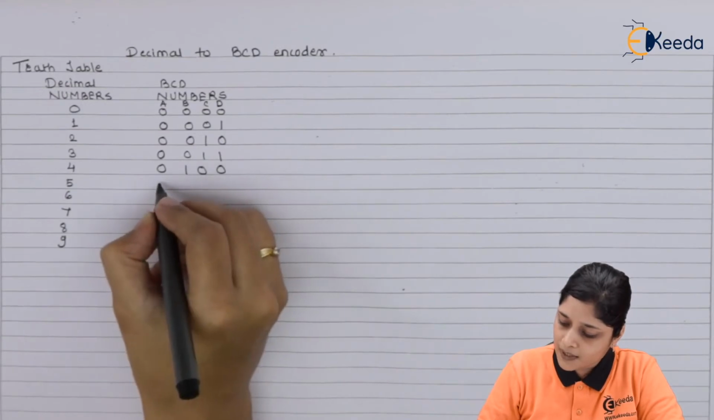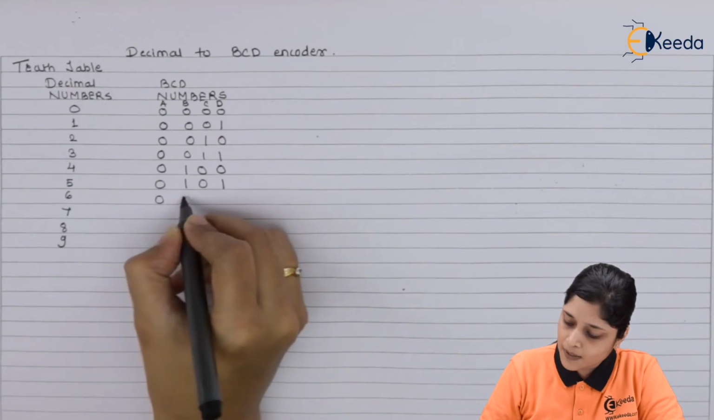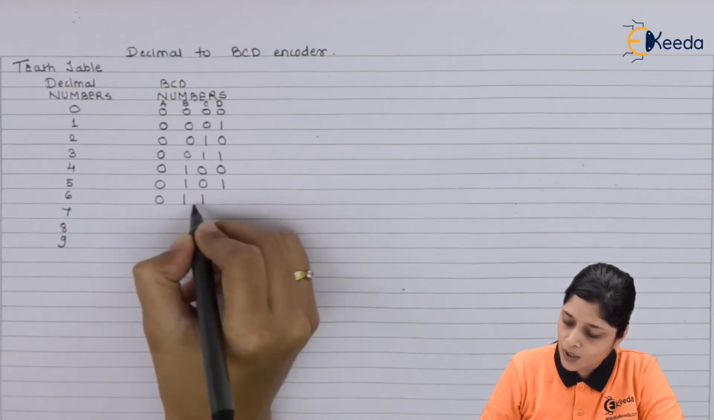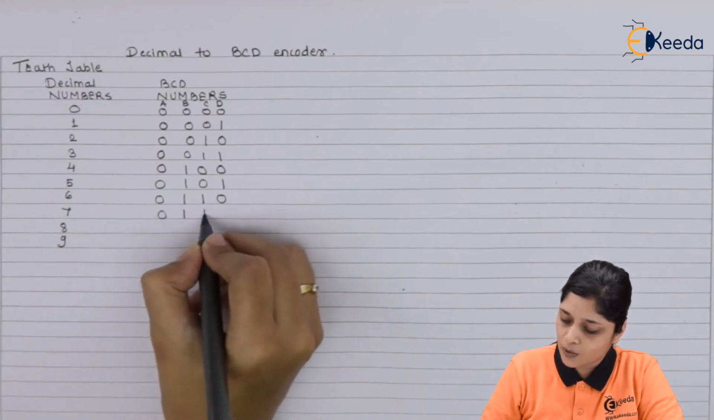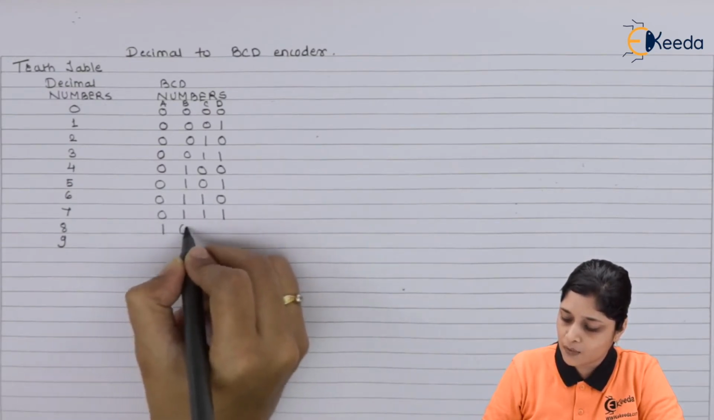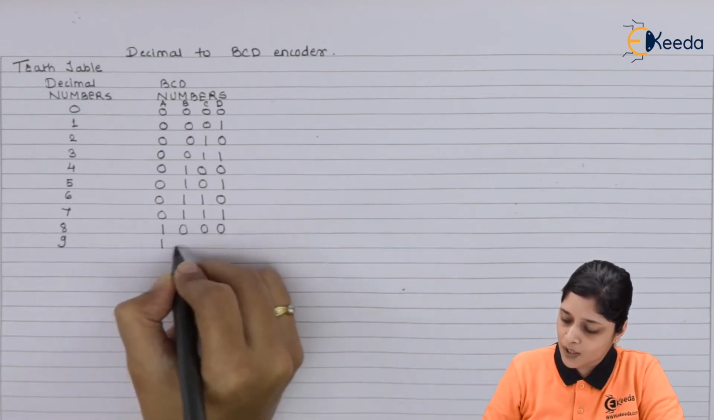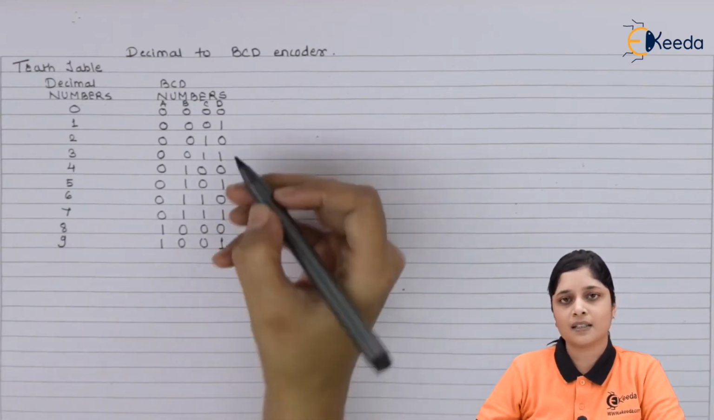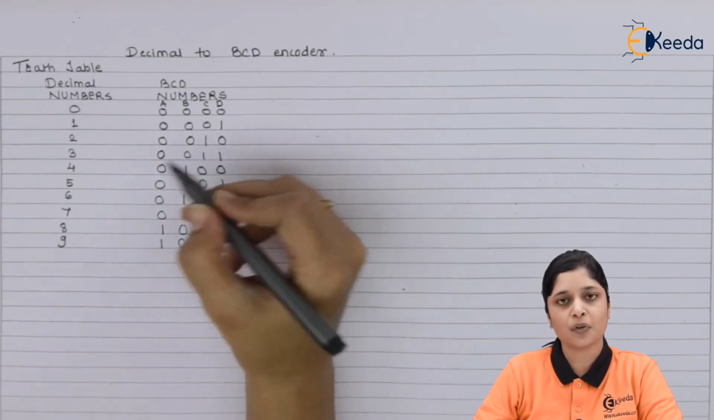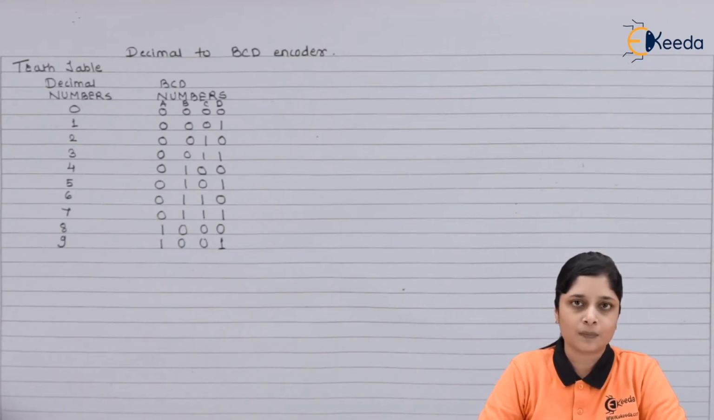For 4, you will write here 0, 1, 0, 0. 5 can be represented as 0, 1, 0, 1. 6 can be represented as 0, 1, 1, 0. Then for 7, you will write 0, 1, 1, 1. For 8, 1, 0, 0, 0. Then for 9, 1, 0, 0, 1. In this way, these are the BCD representation for respective decimal numbers. Now next, you can draw the block diagram for decimal to BCD encoder.